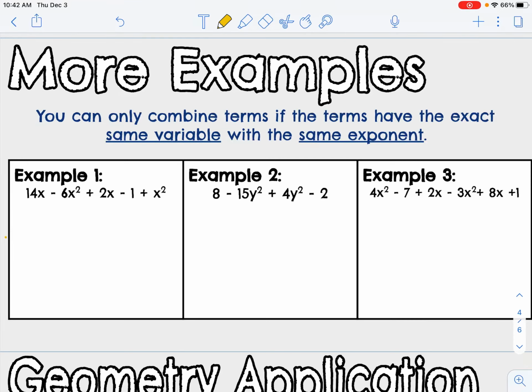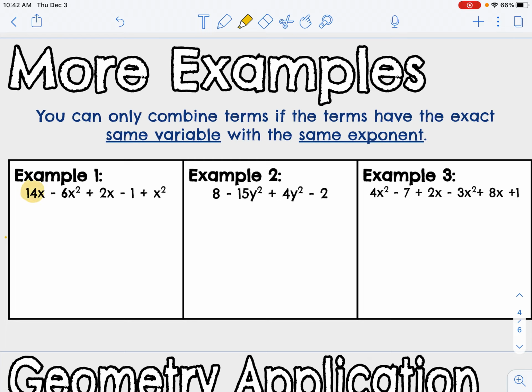Here are 3 examples for combining like terms. Remember, when you combine like terms, they have to have the same exact variable with the same exact exponent. So example number 1, we have 14x minus 6x squared plus 2x minus 1 plus x squared.